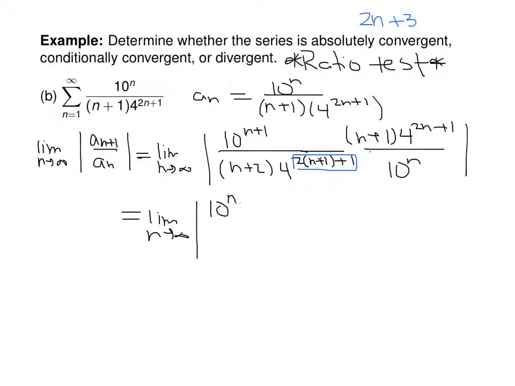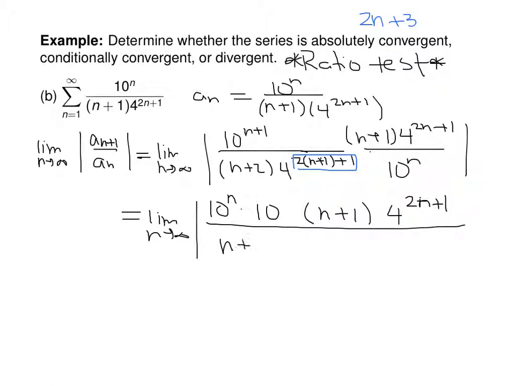10 to the n times 10 multiplied by n plus 1, 4 to the 2n plus 1 over n plus 2. Now 4 to the power of 2n plus 3, you can think about that as 4 to the 2n plus 1 plus 2. So that will be 4 to the 2n plus 1 multiplied by 4 to the second, and then times 10 to the n. That's not the only way to simplify this, but that's one particular way.